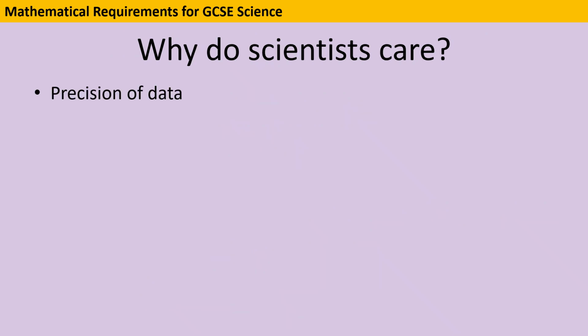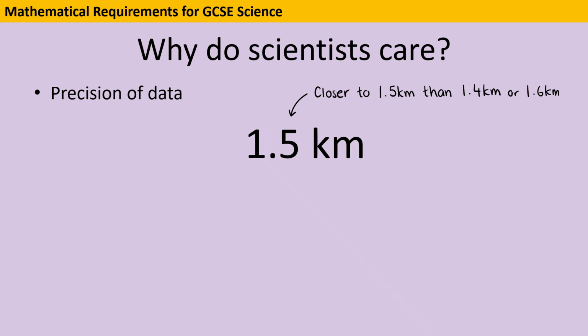But why do scientists care about significant figures? Well, it's all to do with the precision of our data. Let's say that I tell you that the average distance that some people walk to school is 1.5 kilometres. We all understand that I probably haven't got out a trundle wheel and said it's exactly 1.5 kilometres. What I mean is that it's closer to 1.5 than it is to 1.4 or 1.6. Now that makes complete sense if I'm talking about 2 people who have walked 1.3 kilometres and 1.7 kilometres, and the average of those 2 values is 1.5 kilometres.